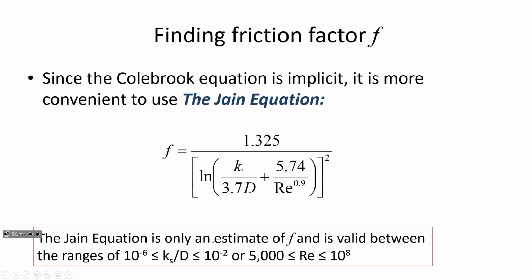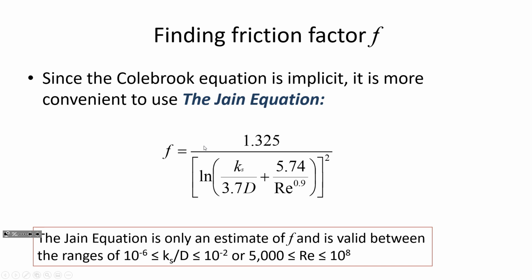as soon as you're outside of the laminar range, Colebrook works. Jain equation only works for a narrower range of k sub s to D and a narrower range of Reynolds number, but these are usually going to be in the range that you're working in. So this is a pretty useful formula, this Jain equation.